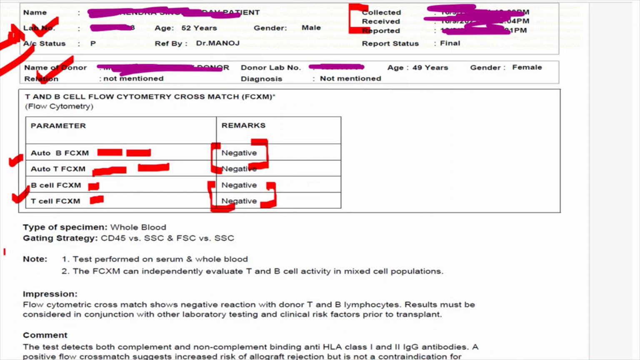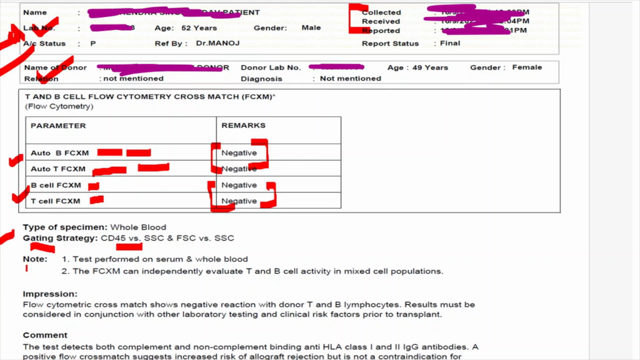So what other detail is given? They have mentioned the type of specimen is whole blood, and some gating strategy they have used. All this I will discuss in a separate video, because this will take you to the depth of flow cross match. As a beginner, you might not require all this. You understand the basics, then you go step by step, and you will easily understand.